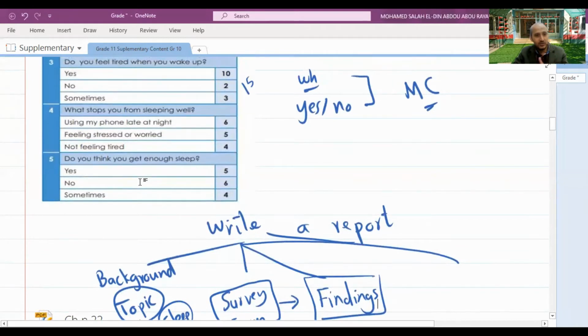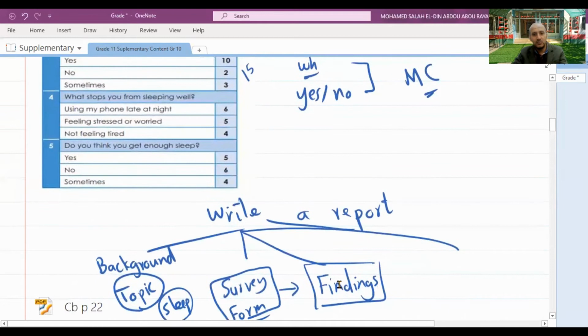Number 4, for example, what stops you from sleeping well? What makes you not sleep well? Using my phone late at night. 6 said this. Feeling stressed and worried. I'm worried. I'm thinking of many things. And 4 said not feeling well, not feeling tired, so they are okay. So if we go to 6 plus 5, so 11 students don't sleep well. So most of the students don't sleep well. This is another finding. So each question gives me a finding, and you write this in the third paragraph here.